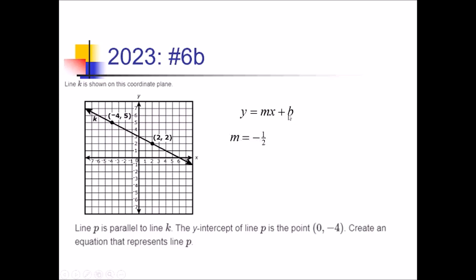The b value we can also get pretty quickly. They said the y-intercept of this line that we're trying to get the equation for is 0, negative 4. So the b value is just the y value of that y-intercept. The x value of the y-intercept is always 0, so the only thing we're really changing is that y value. So we can say then that b is negative 4. And plugging all this in now, we have y equals negative 1/2 x minus 4, and this is our parallel line's equation.